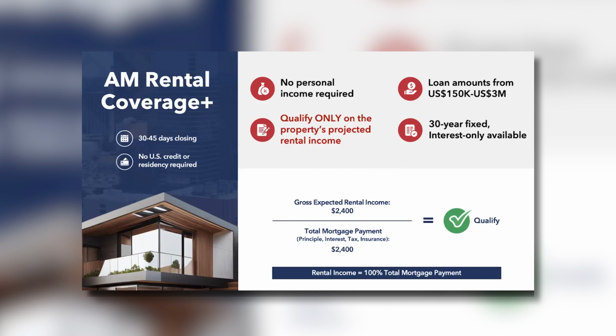What that means, and Bobby had sort of talked about this a little bit earlier, literally anybody can build a portfolio in the US, and by far it is absolutely the best way to create wealth. 30-year fixed, again, regardless of age, and interest-only programs available.